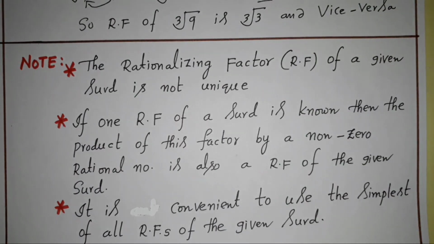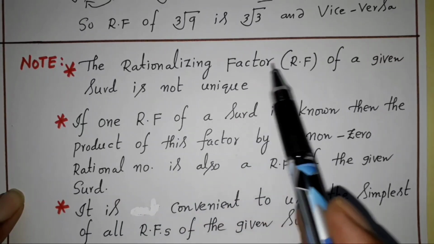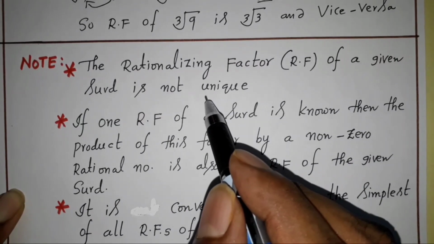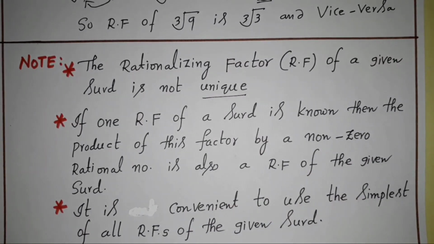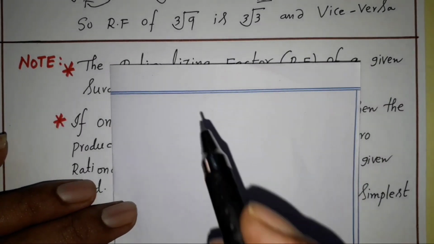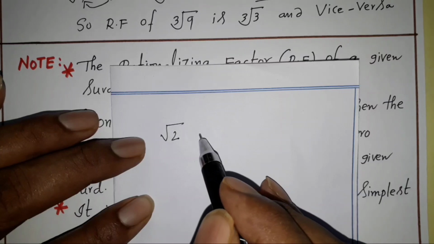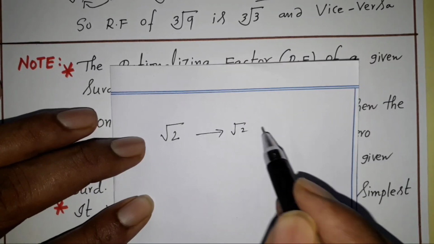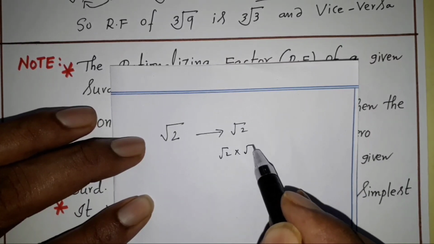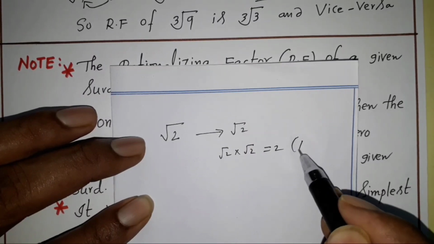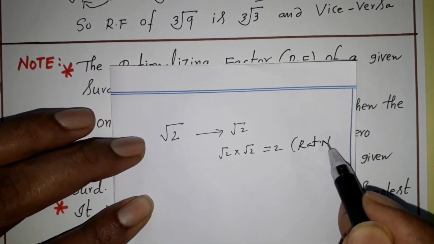Some note points we have to observe here, children. The rationalizing factor of a given surd is not unique. Let me explain you in detail. For example, you take root 2. I told you root 2's rationalizing factor is root 2, because root 2 into root 2 is equal to 2, we are getting a rational number.